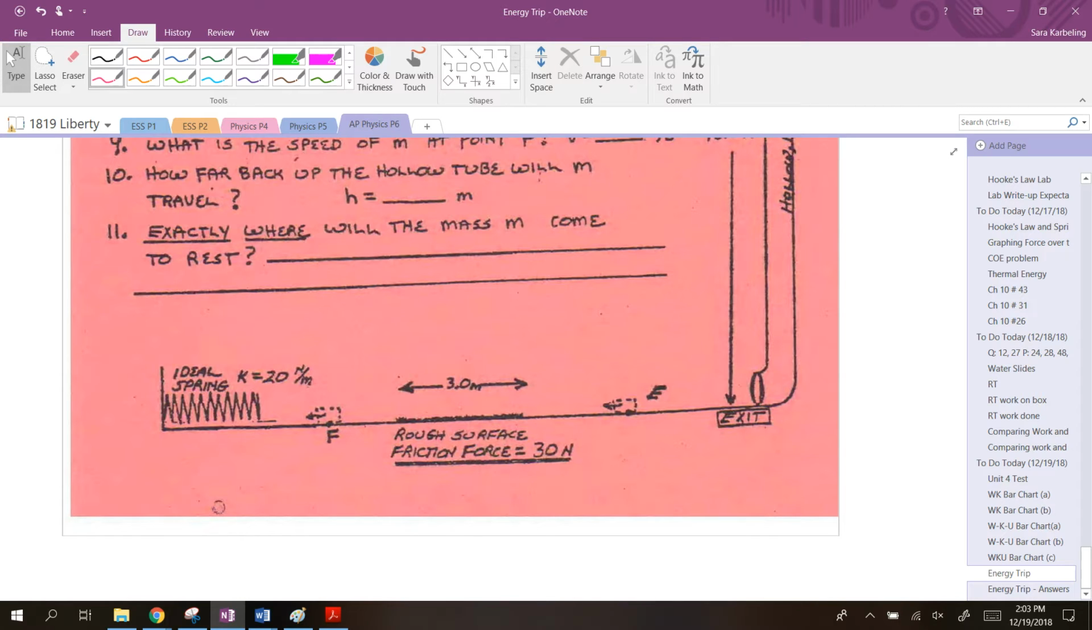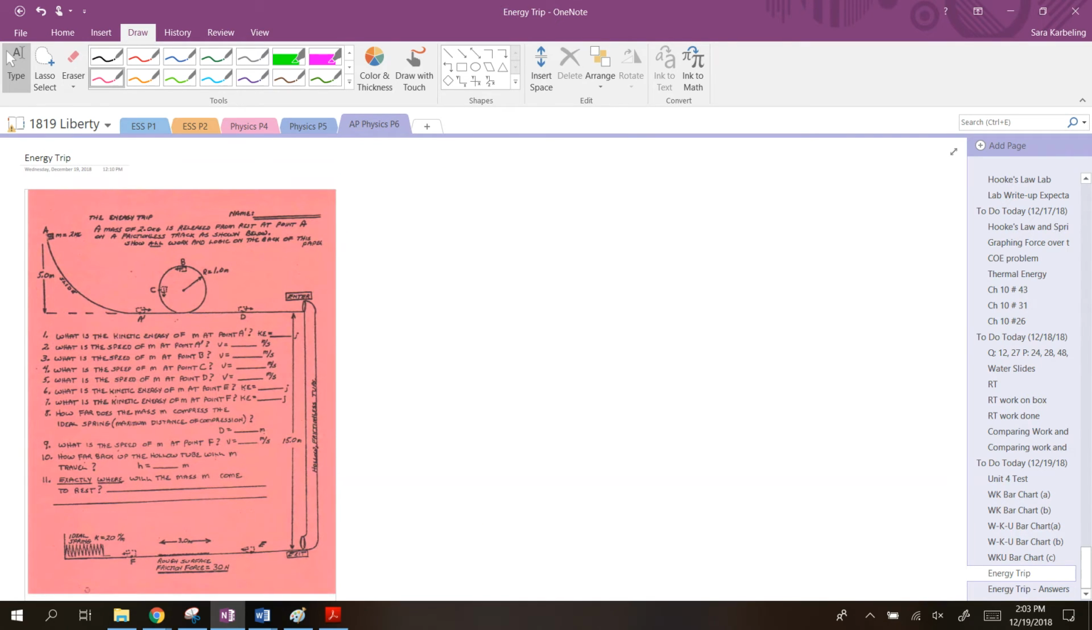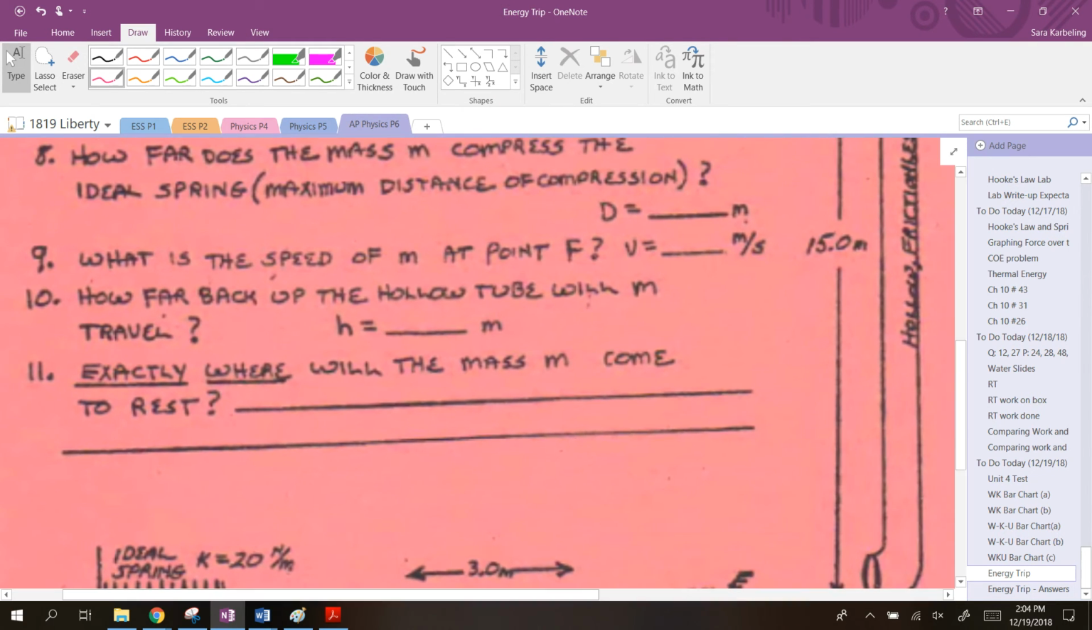Then the spring is going to compress, and then the spring is going to let it go again. It's going to launch it, but it's going to go over the rough surface again, and then it's going to go back up the hollow frictionless tube. You with me there? Okay. Because it went over the rough patch, it's going to lose some energy, so it's not going to be able to make it all the way back up to the top. Are you with me there? Okay. So the game is that it's just going to bounce up and down and up and down. And question 11 says, exactly where will the mass come to rest?